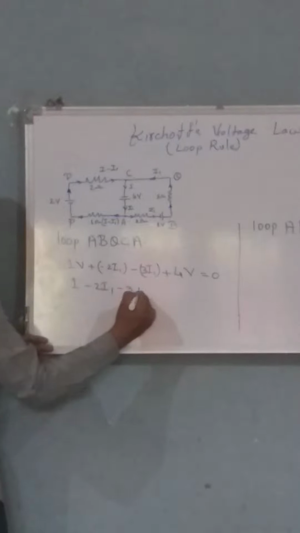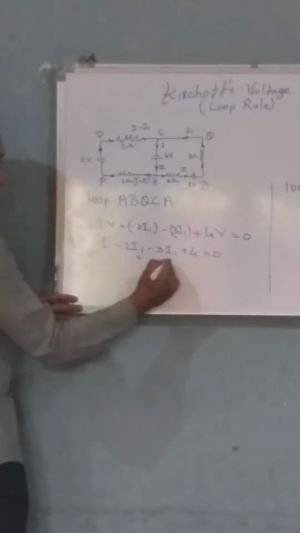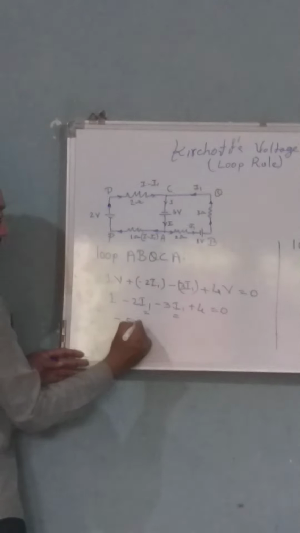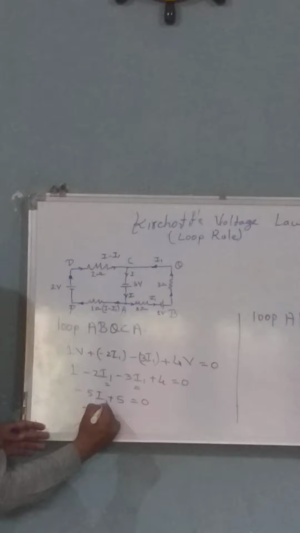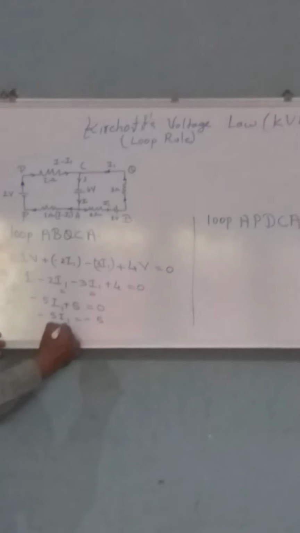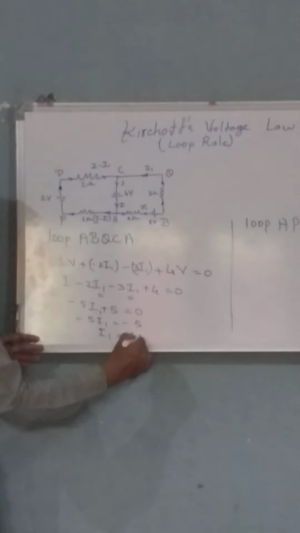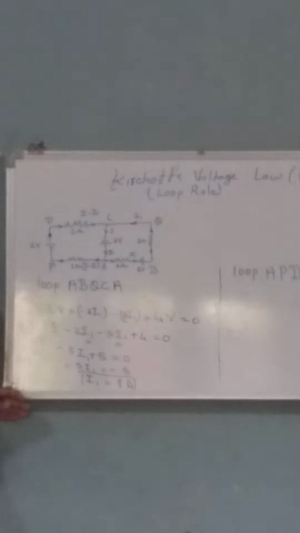Now I will just solve it. That is more comfortable. 1 minus 2I1 minus 3I1 plus 4 is equal to 0. Combining, that is minus 5I1 plus 5 is equal to 0. Minus 5I1 is equal to minus 5. I1 will be equal to 1 ampere. This is our answer. Here we have found the first solution, that is I1.